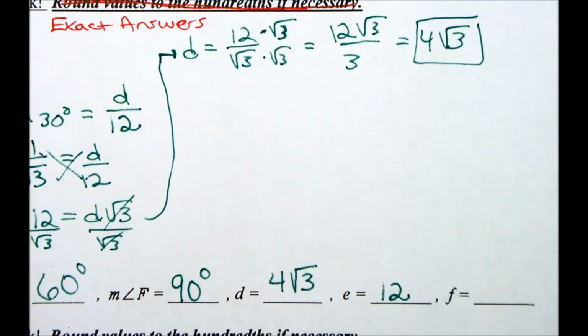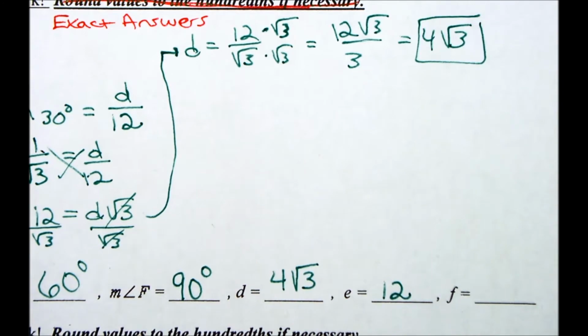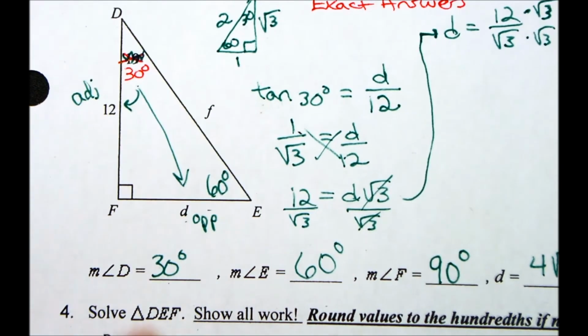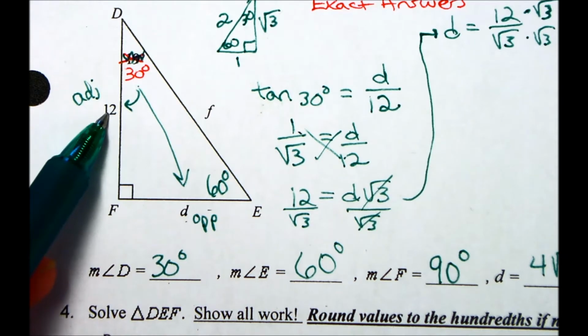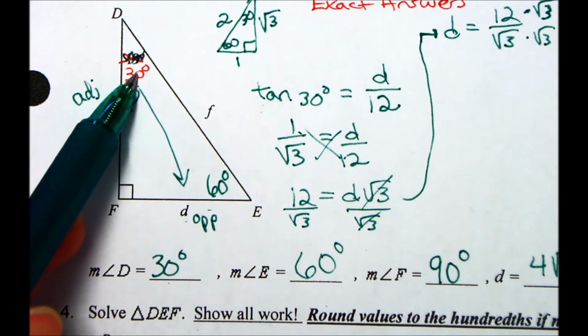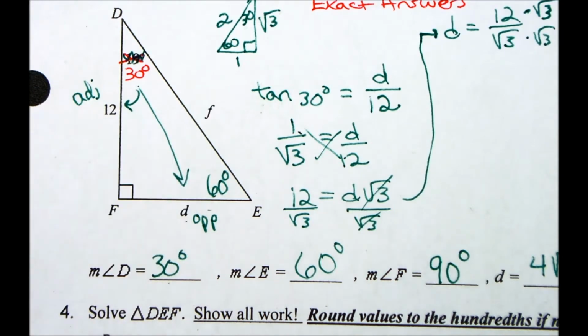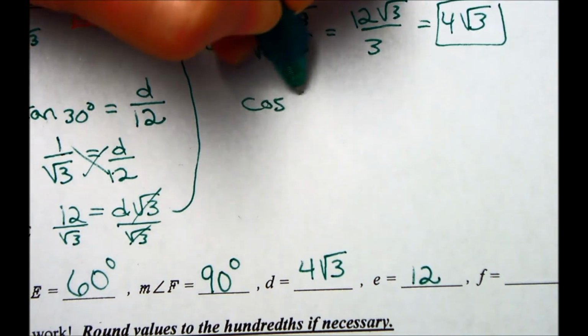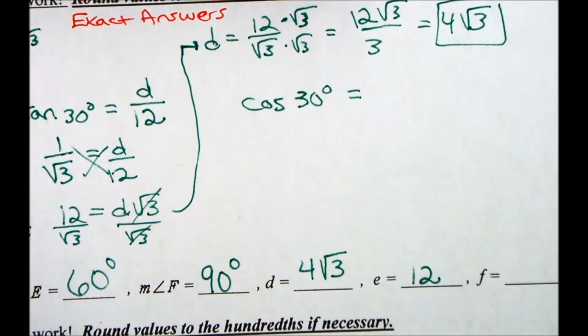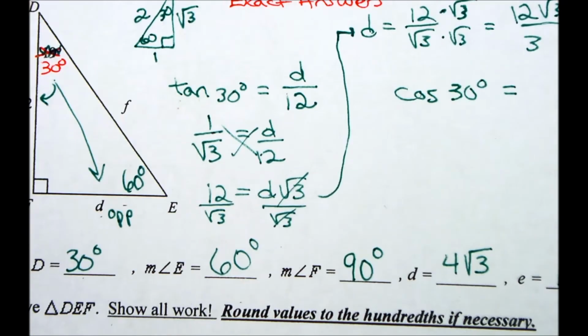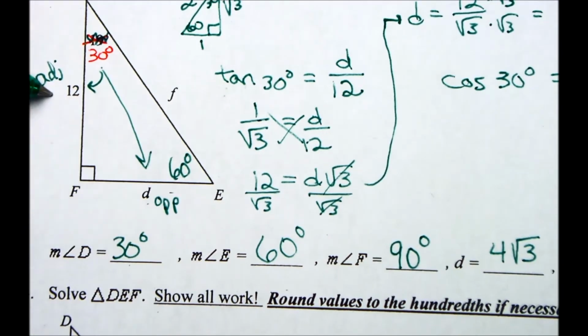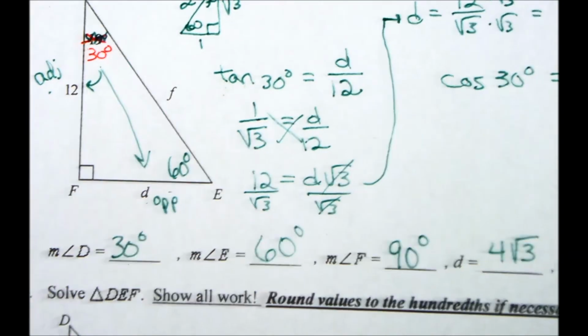Now we have to find F. Side F is your hypotenuse. So if we are finding the hypotenuse, and again we want to use the 12 and we want to use the 30-degree angle, adjacent over hypotenuse is cosine. So we're going to use cosine 30 degrees, and that is going to equal my adjacent, which was 12, over the hypotenuse, which is F.